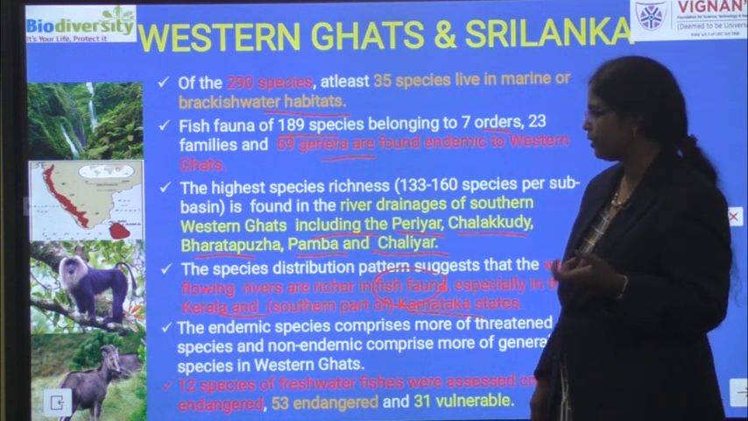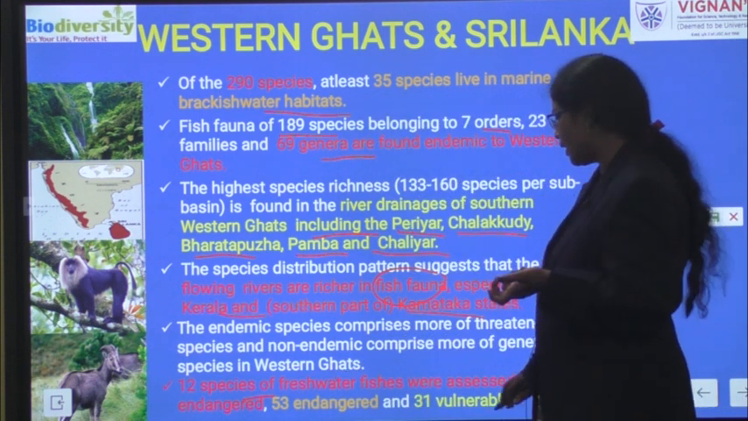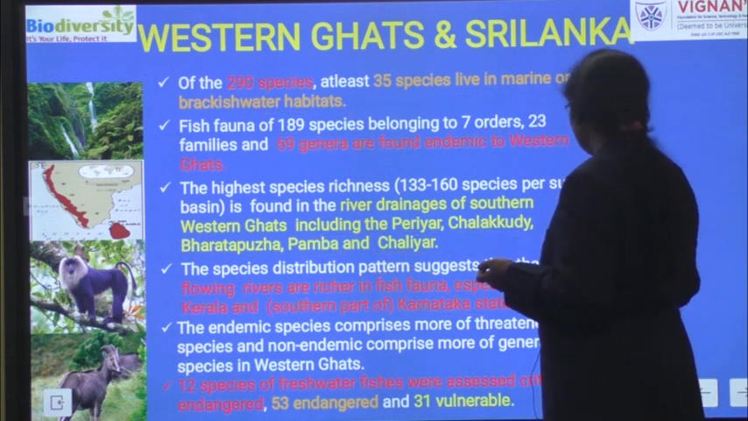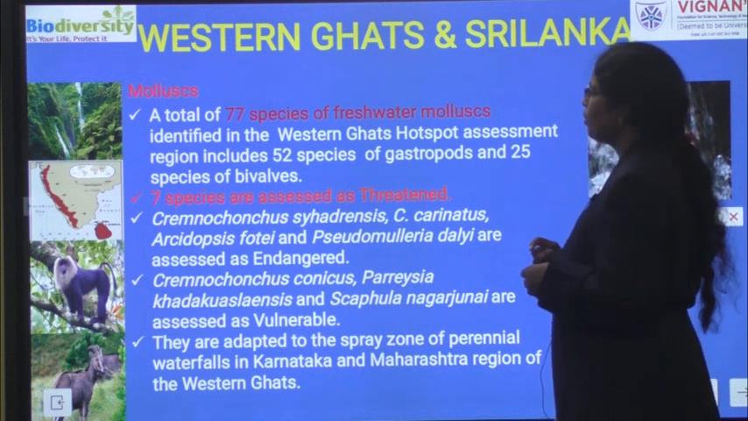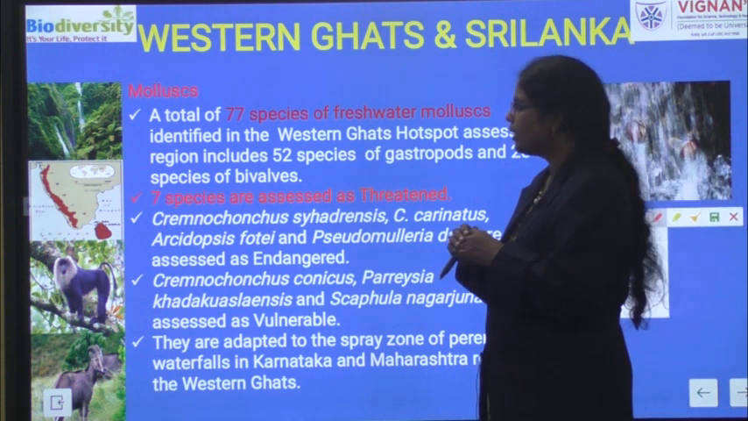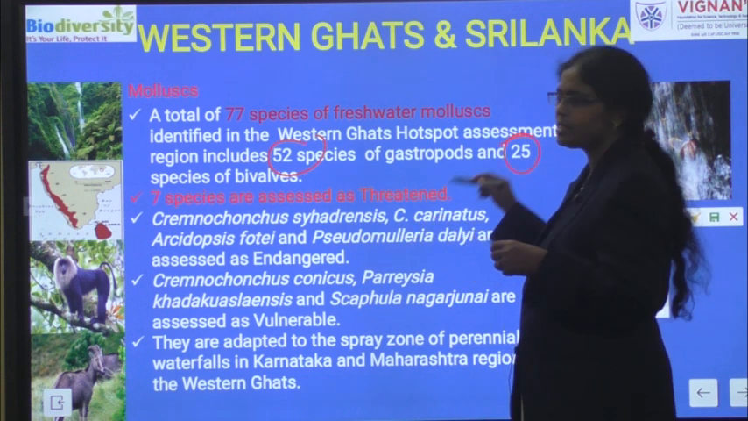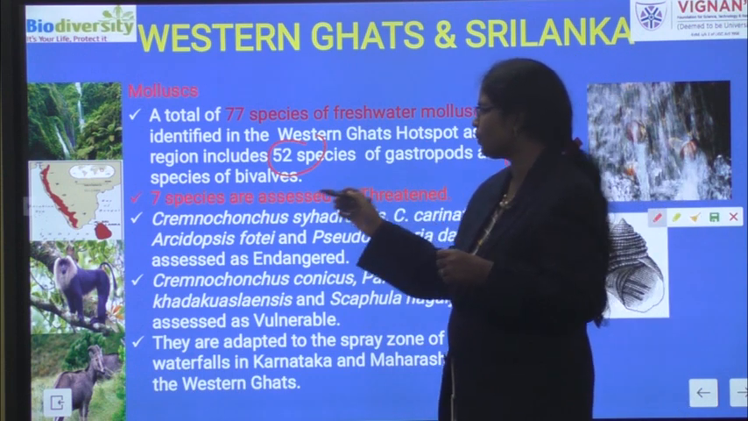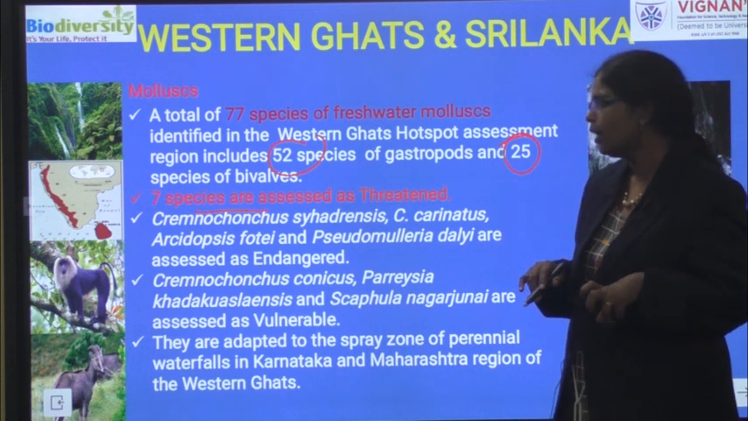So we can observe a variety of species. 12 species are critically endangered, 53 are endangered and 31 species are in the vulnerable category. If you see the mollusks, nearly 77 species of freshwater molluscans were identified in this Western Ghats region. Of these, 52 species are gastropods and the other 25 species are bivalves. Of the 52 species, 7 are in the threatened category. They are in the IUCN Red List.